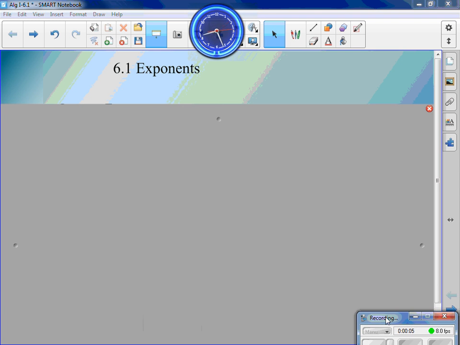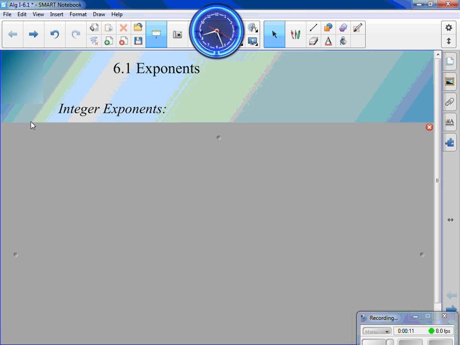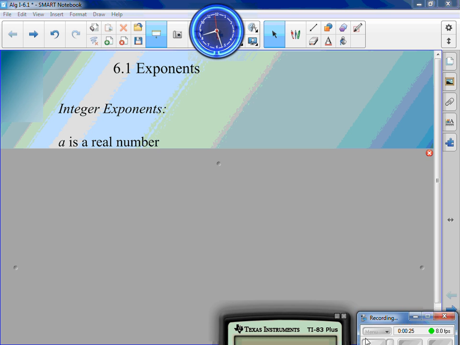6.1. For chapter 6, right now we're going to be talking about exponents. First piece, what does it mean to be an exponent? Something to the something power. When we're talking about exponents, we're going to say a is a real number.